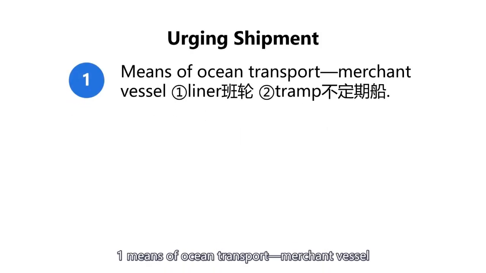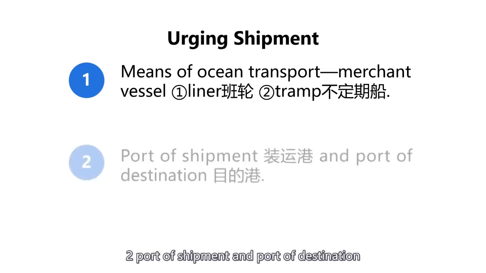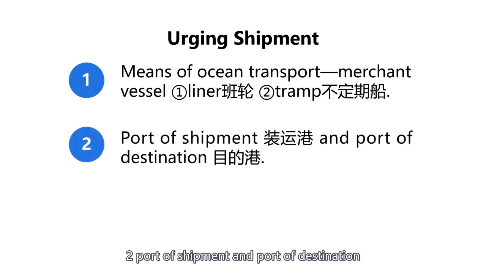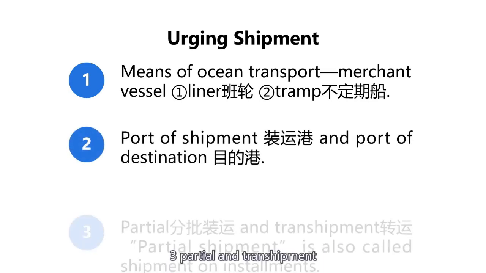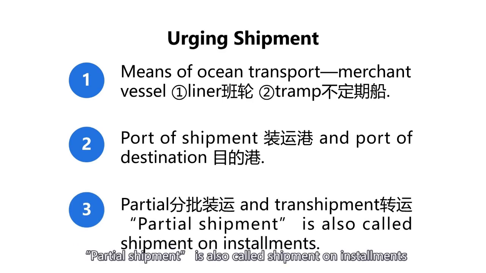Number 1, means of ocean transport: merchant vessel, liner, tramp. Number 2, port of shipment and port of destination. Number 3, partial and chance shipment. Partial shipment is also called shipment on installments.